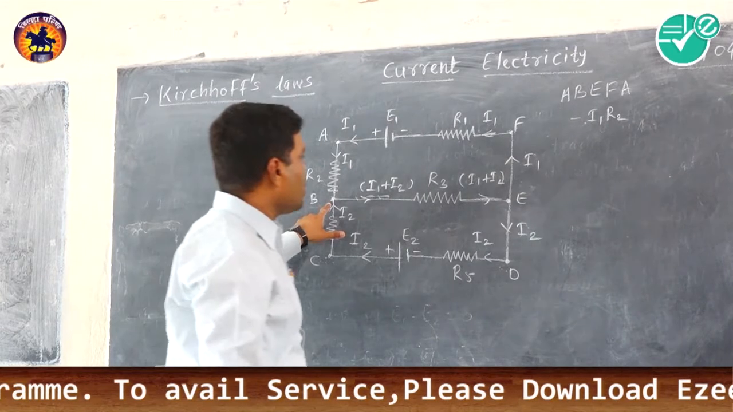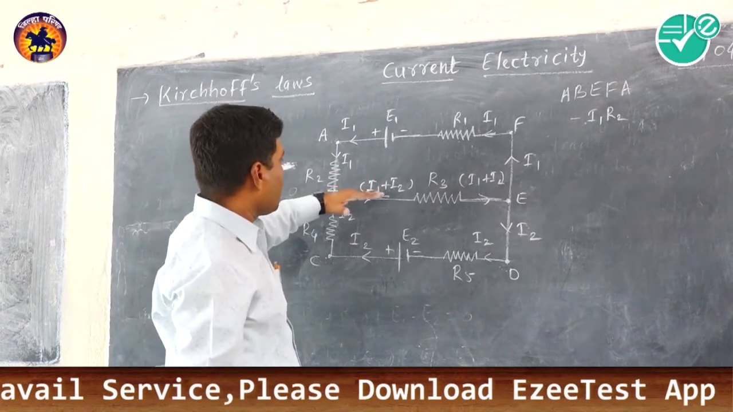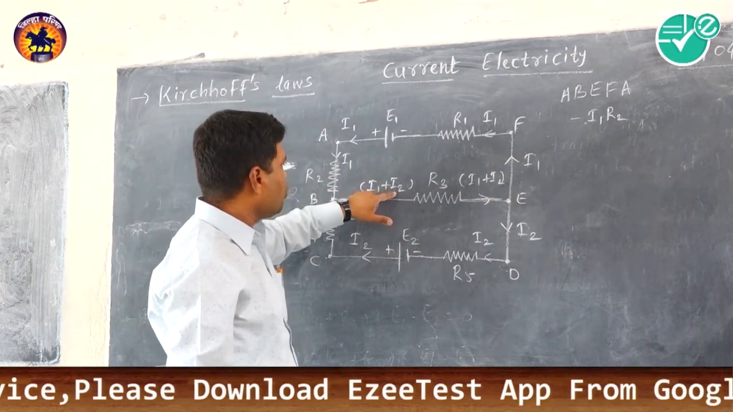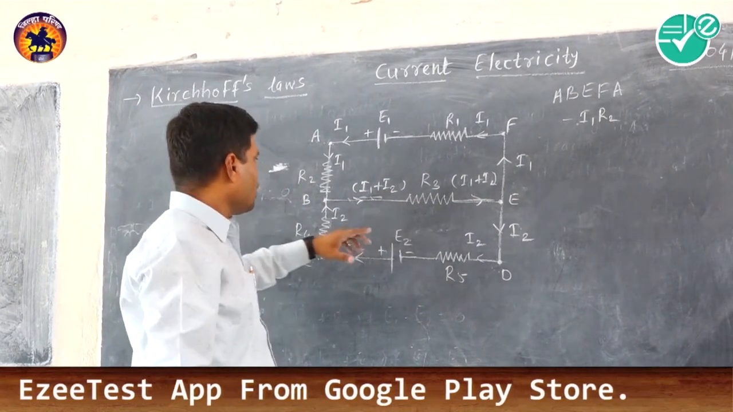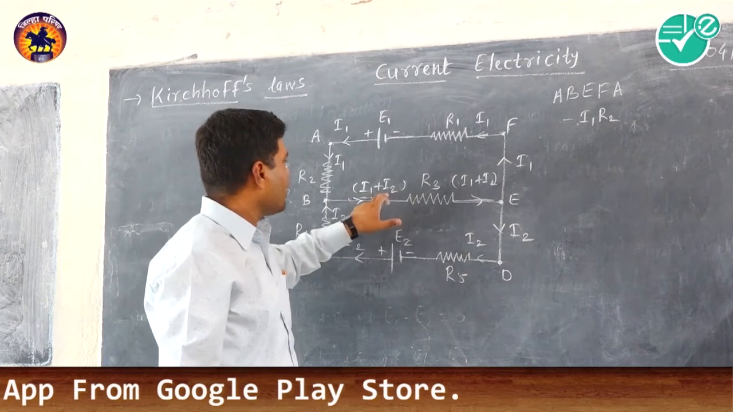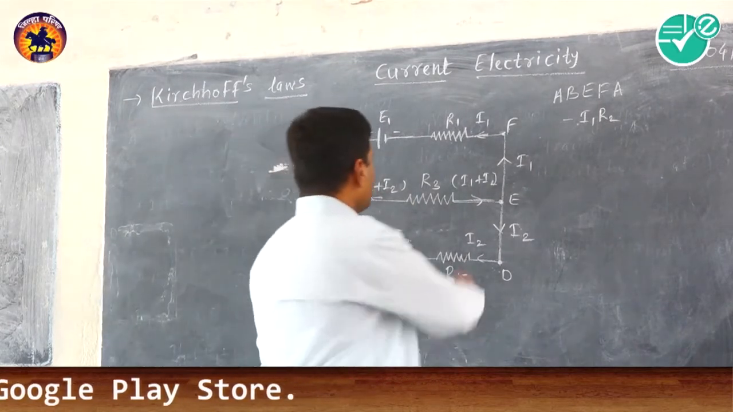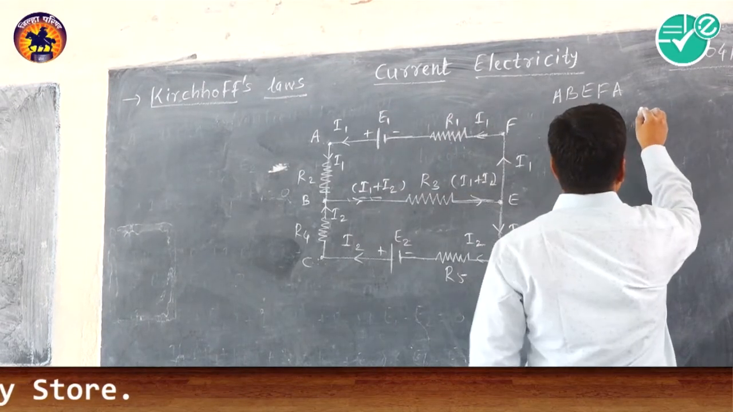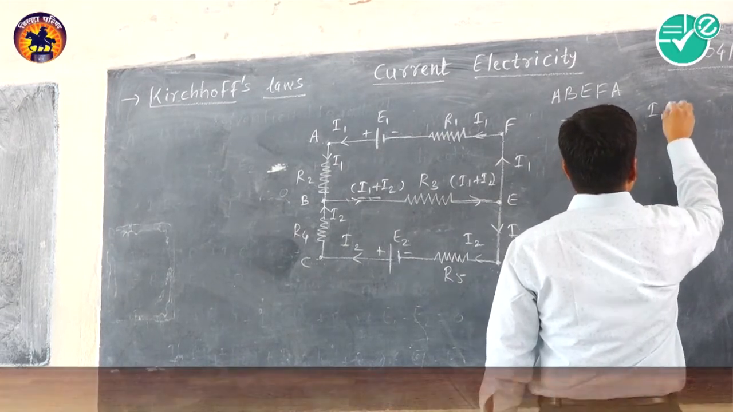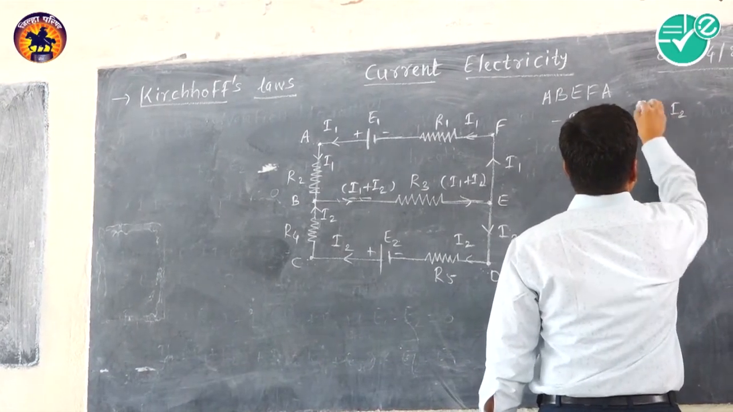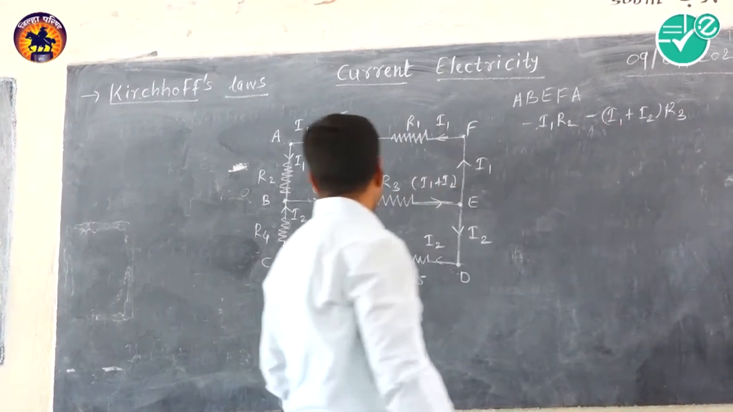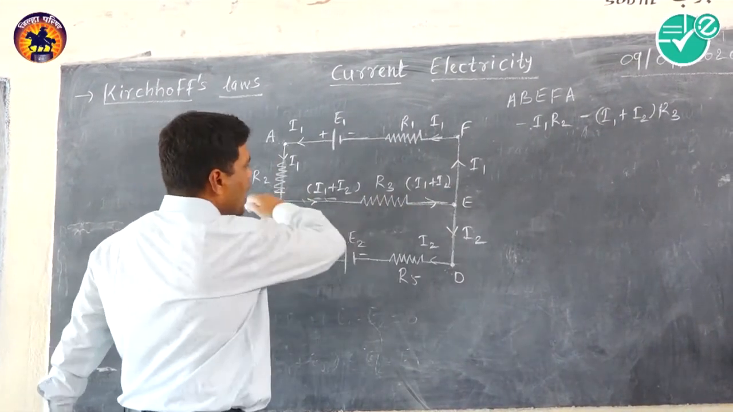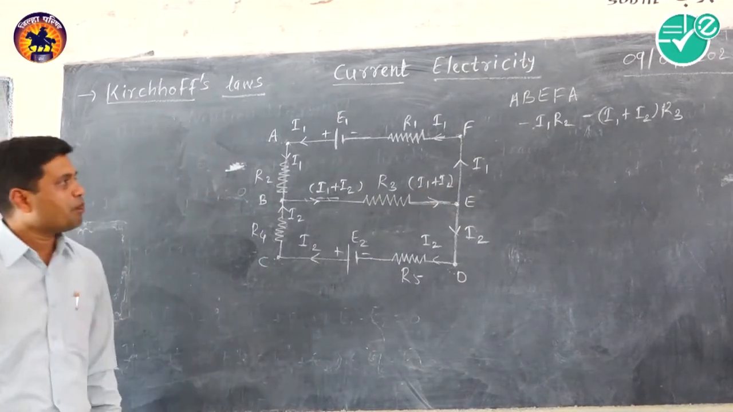Now we are moving from B to E, and I1 plus I2 is the current flowing through this resistor R3. So the direction of tracing the loop and the direction of current flow is the same. Therefore, this potential drop, (I1 plus I2) into R3, is also taken as minus. Why minus? Because the direction of tracing the loop and the direction of current is the same.